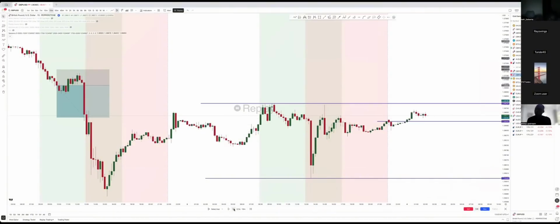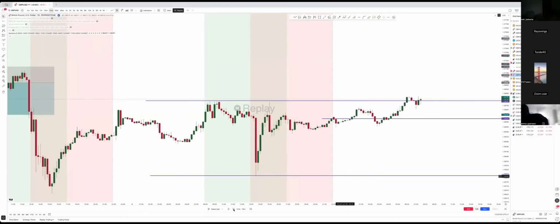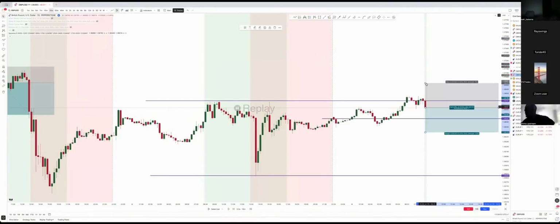Let's go. Let's wait for London session. I think we are at London session now. Okay, not yet. Aha, London session. What is this? This is a sell. Stop loss above this peak here. Target 1 to 2.